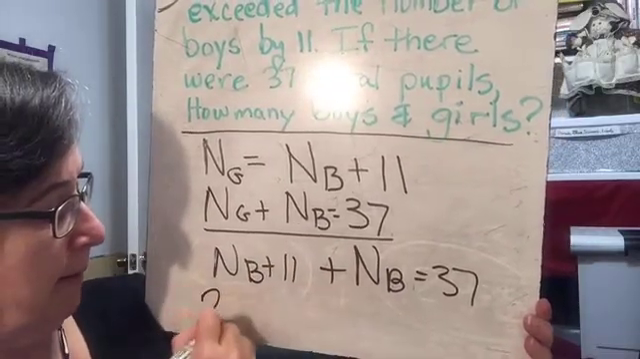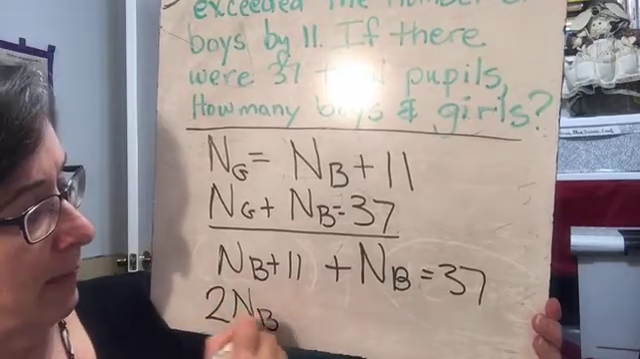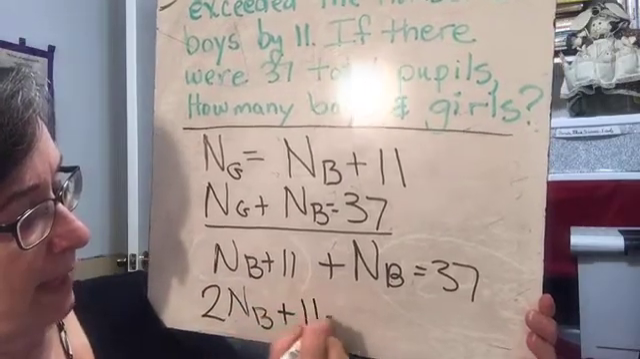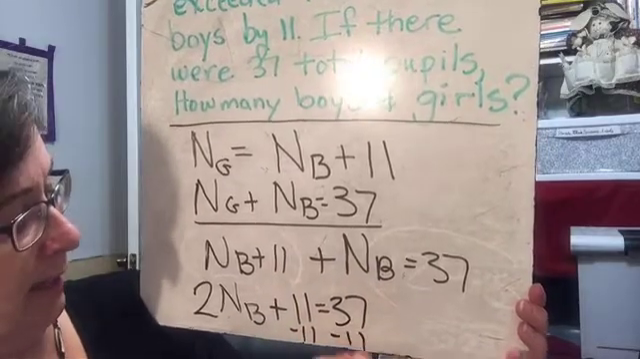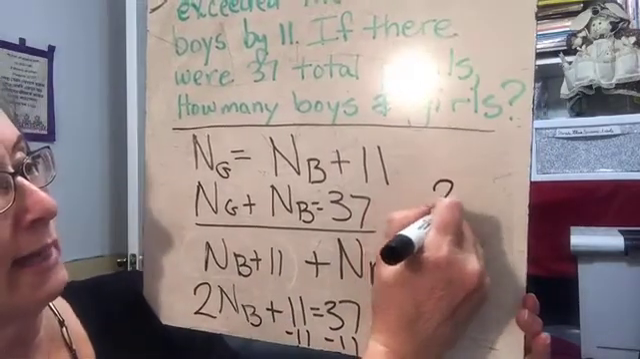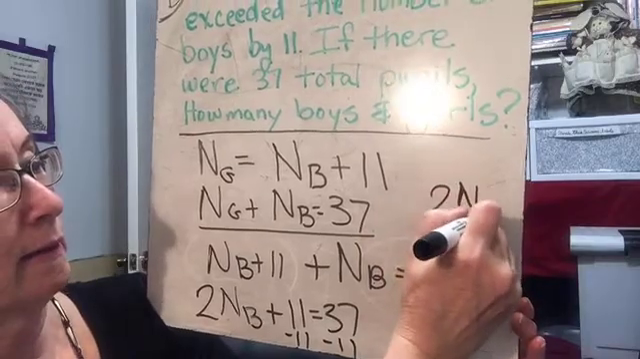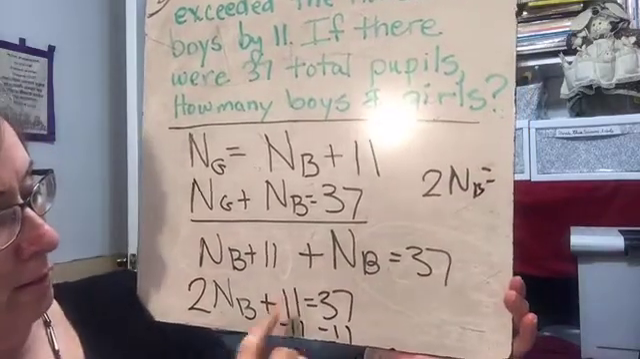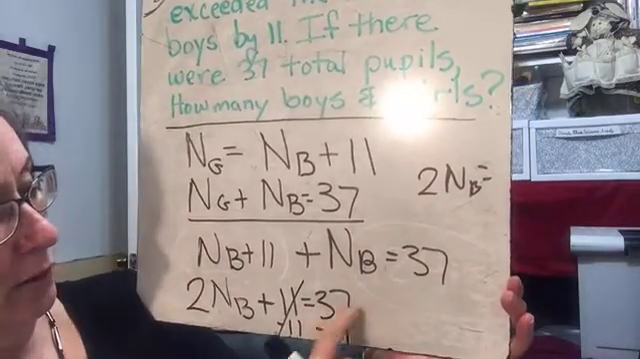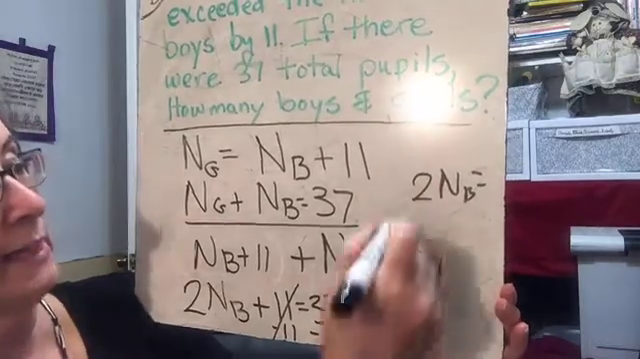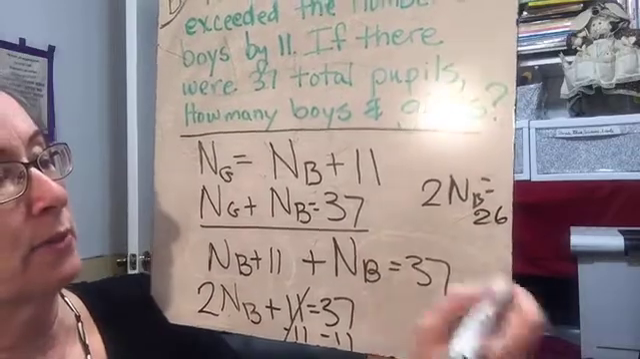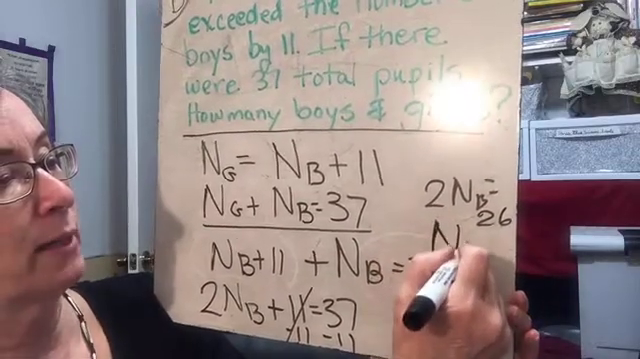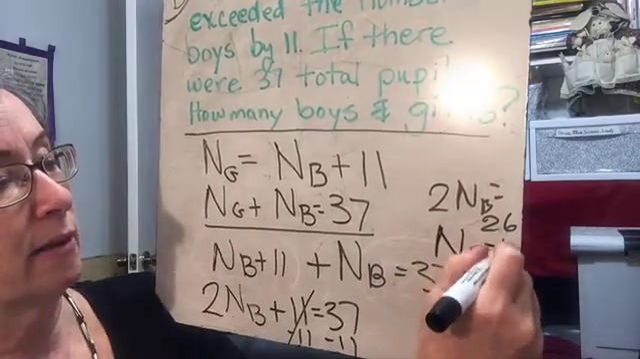Okay, so now NB and NB is twice NB, plus 11 is 37. So now I'm going to subtract 11 and subtract 11. So I'm going to get twice NB equals, subtract 11, that goes away. 37 minus 11 is 26. So 26, and then divide by 2 on both sides, and I get number of boys is 13.